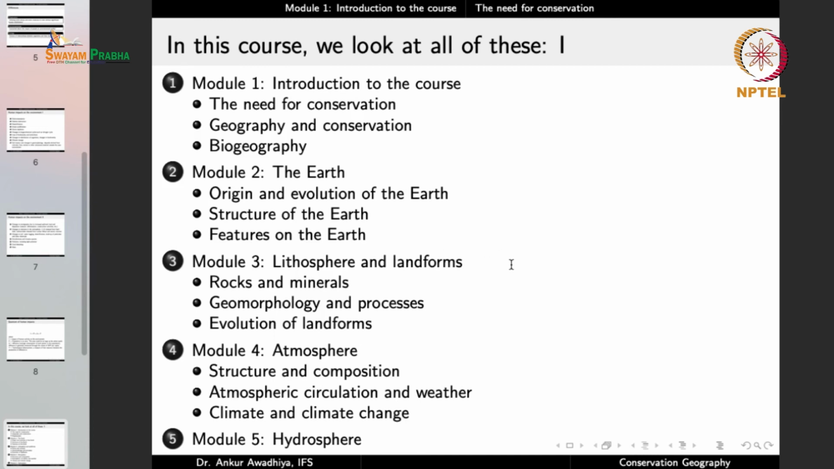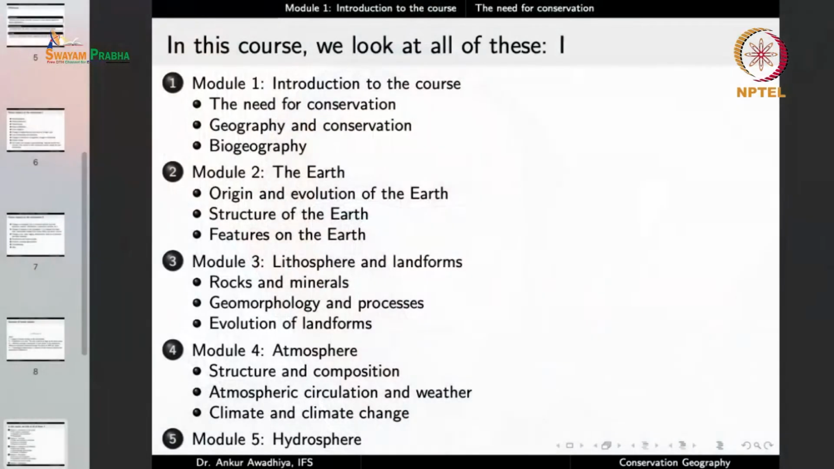Then in the third module, we will look at lithosphere and landforms, where we will look at rocks and minerals which form the lithosphere. We will look at geomorphology and processes that result in the evolution of various different landforms on this planet. Now this is important because different organisms are found in different landforms. You have very different organisms that are found in the plains as compared to those that are found in the hills. Then we will look at the atmosphere, the structure, composition, circulation, weather, climate and climate change, and how that is playing a role in the survival of different species.